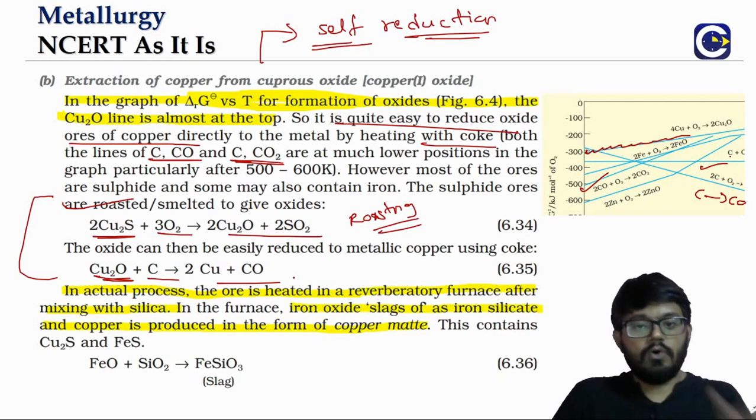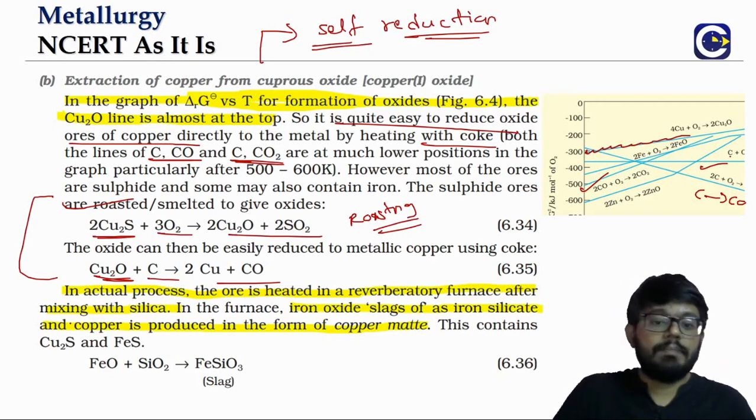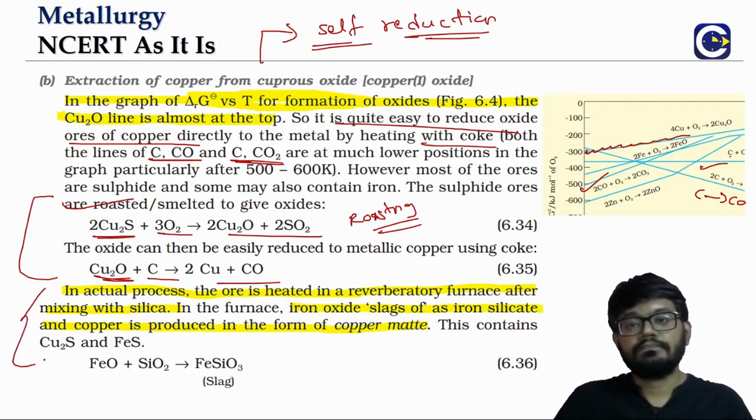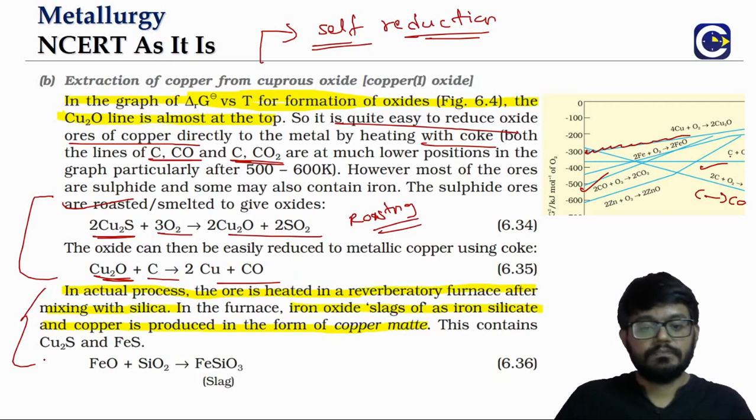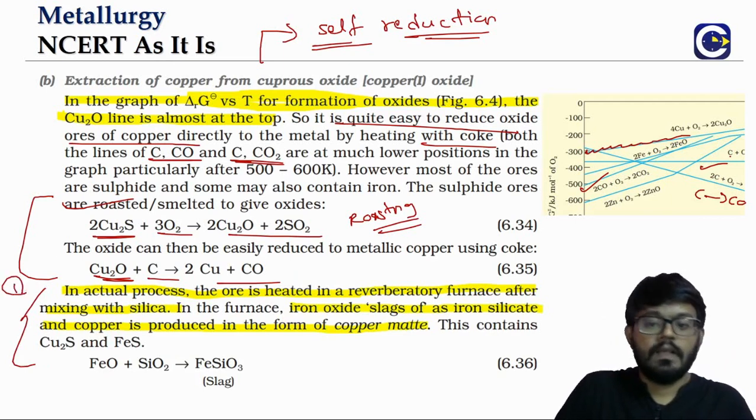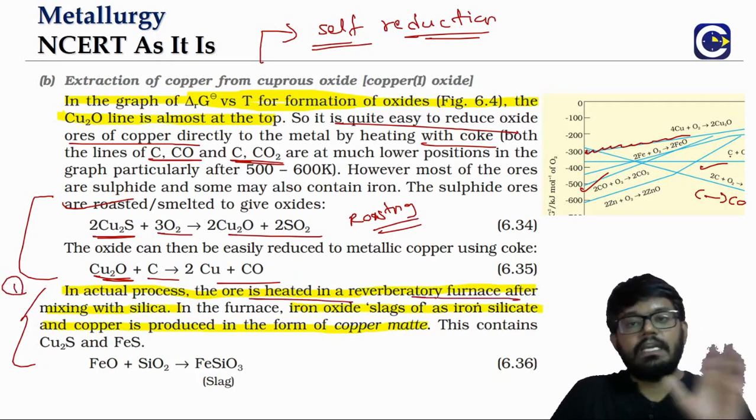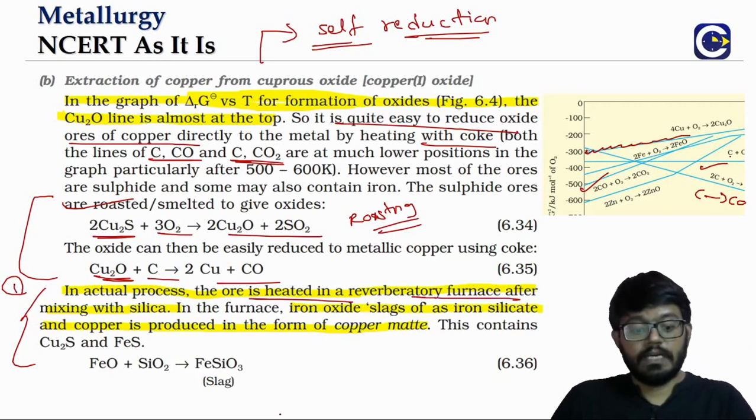And I hope you remember in the part 2 video we said there is some copper related information given along with the roasting. We said we will strike it off there because we will anyway discuss it here. So what happens in the actual process? First step: the ore is heated in a reverberatory furnace. Remember what a reverberatory furnace is?